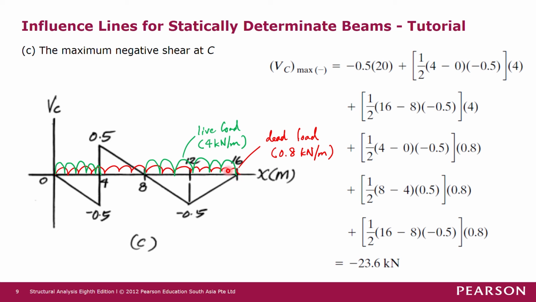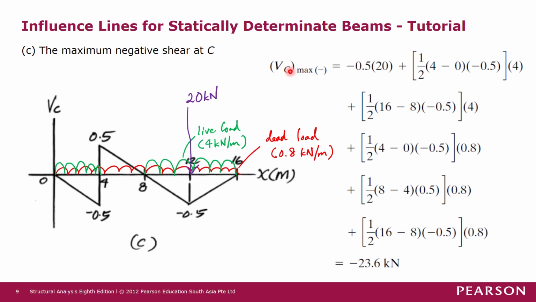16 meters. And then lastly, we want to look at what is the effect of the 20 kilonewton point load. So we have one negative value at 4 meters, which is negative 0.5. We have also another maximum negative value of minus 0.5 at 12 meters. Meaning that wherever you place the 20 kilonewton force, the effect will be the same. You can place it at 4 meters, or you can place it at the 12 meter. In this case I'm going to place it at 12 meter here. So my 20 kilonewton point force is placed there.